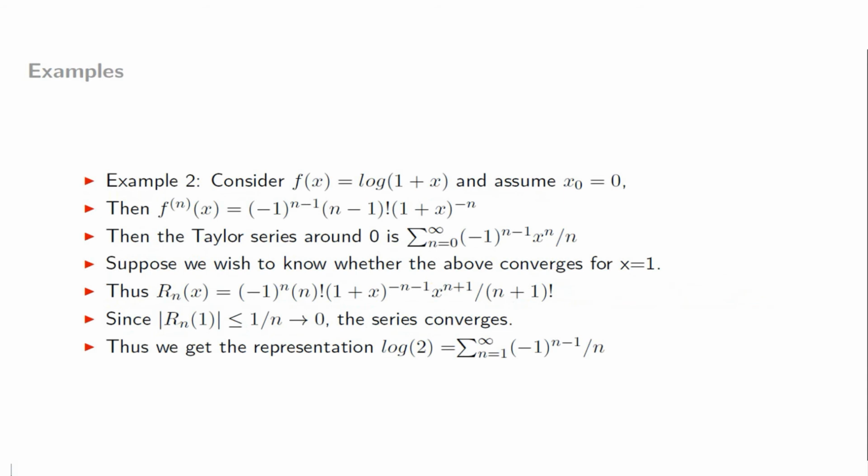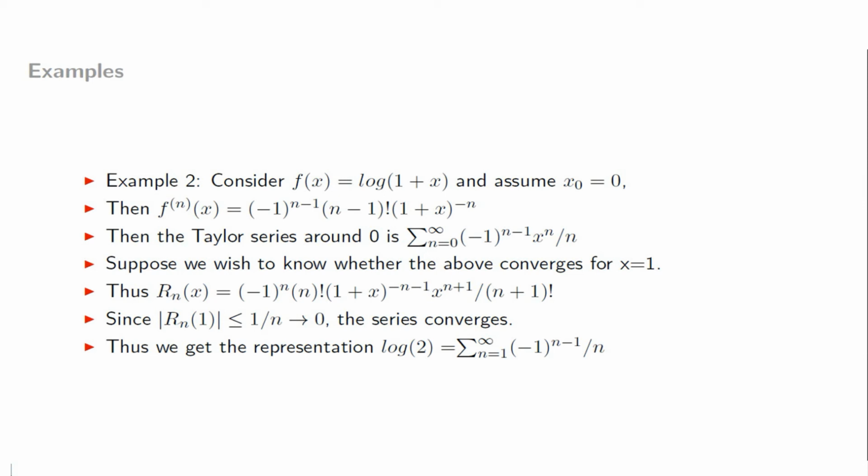Next consider the function f(x) as log(1 plus x) and assume x not equal to 0. In this case, using some induction, the nth order derivative of f(x) can be obtained as (minus 1) to the power n minus 1 multiplied by (n minus 1) factorial, whole thing divided by (1 plus x) to the power n. Then the Taylor series around 0 can be expressed as the summation of (minus 1) to the power n minus 1 times x to the power n divided by n.